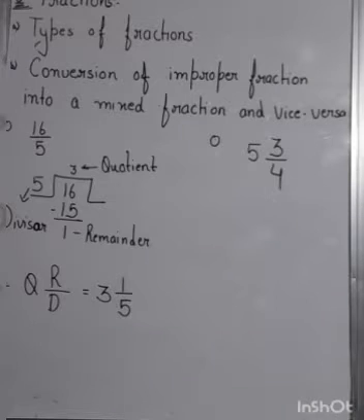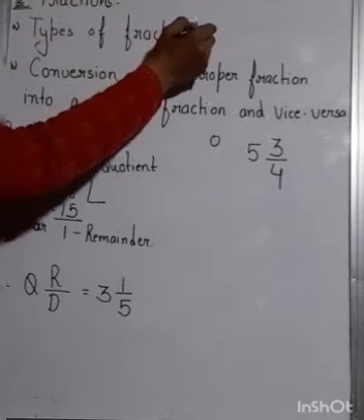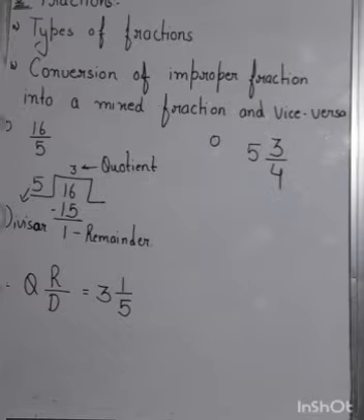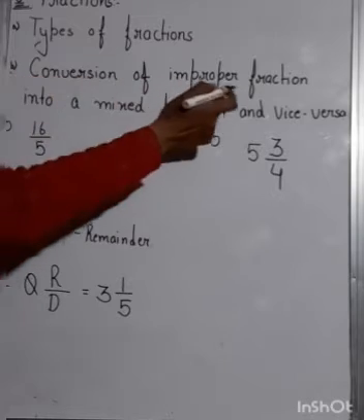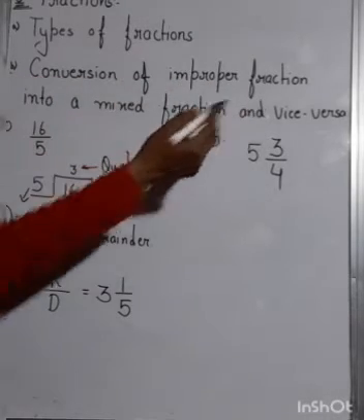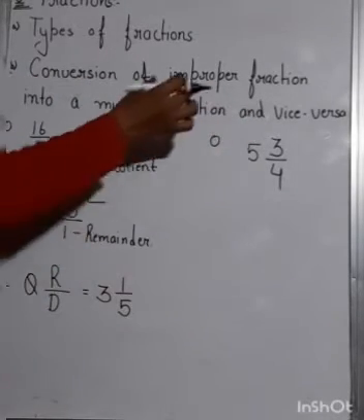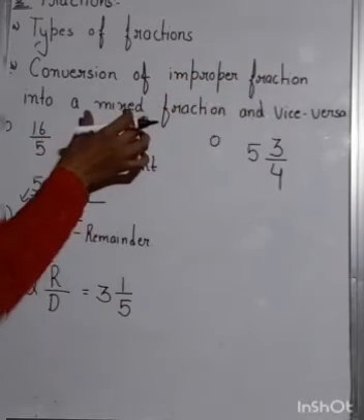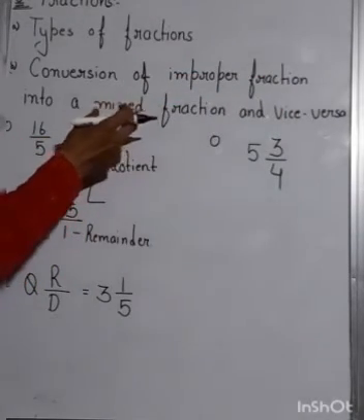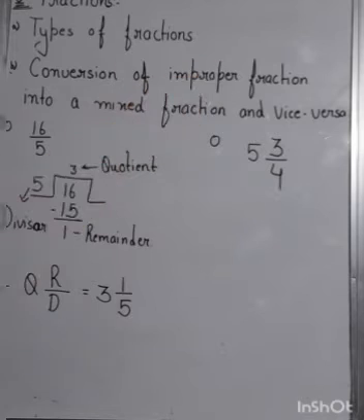Fractions. In this chapter your first thing is the types of fractions, which you have to prepare by yourself. What are the different types of fractions: like fraction, unlike fraction, improper fraction, mixed fraction, all of them. Second is your conversion of an improper fraction into a mixed fraction and vice versa. So how to convert an improper fraction into a mixed fraction and how you will convert a mixed fraction into an improper fraction. One I have done for you.